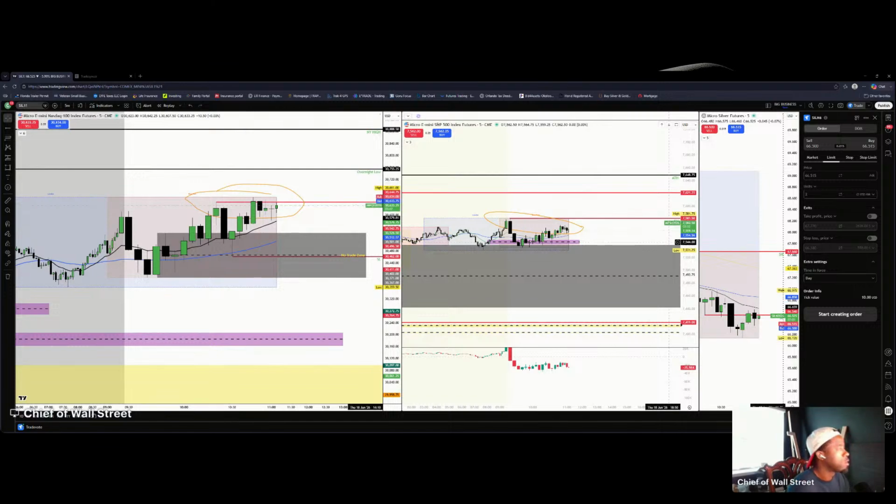We got 11:07 on the clock. We should definitely be seeing a push down here by like 11:30. We should be pushing back down. Probably a little bit before that.